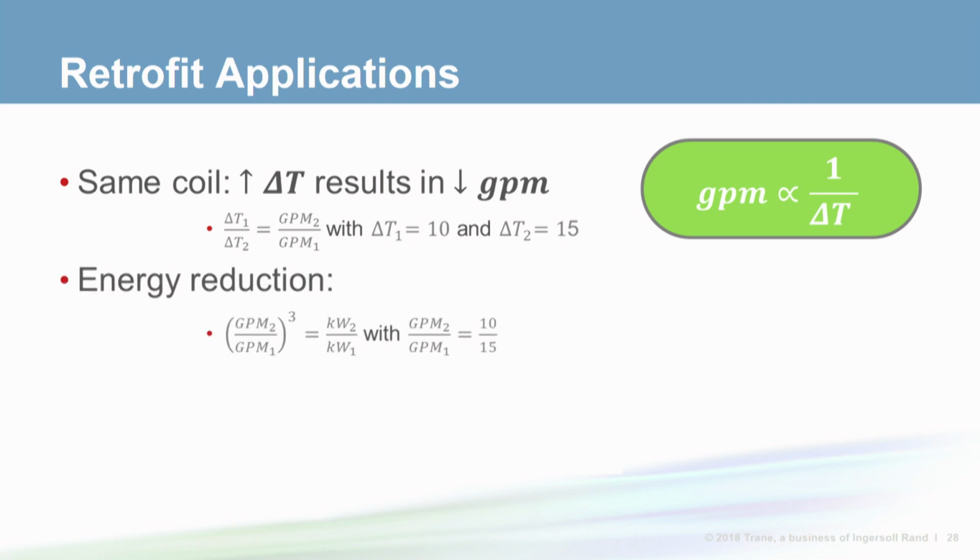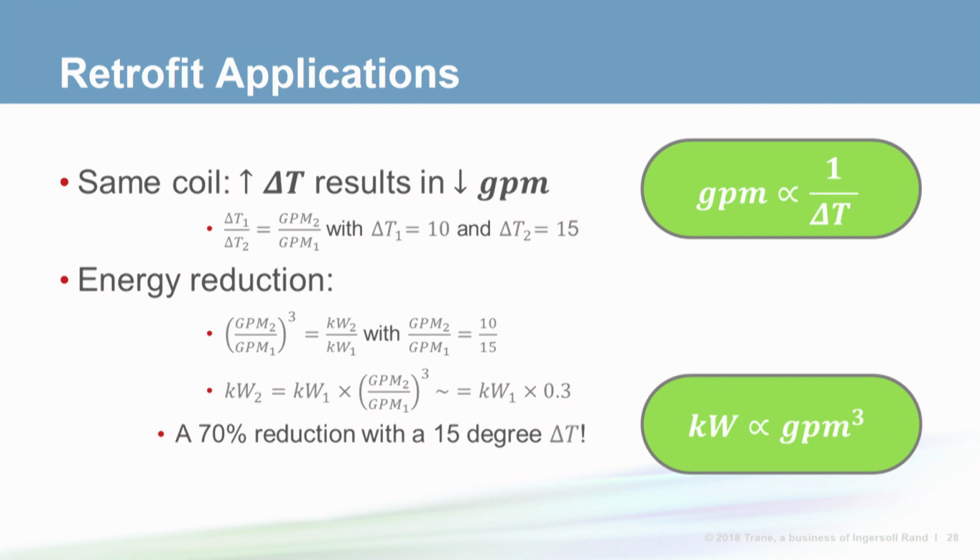Pump affinity laws tell us that pump power decreases with the cube of the flow rate. By increasing the delta T by 5 degrees, these laws tell us that the corresponding reduction in flow rate will yield a significant reduction in pump power, up to 70%. Now this is idealized, but it should provide a feel for the power reduction possible with higher delta Ts.